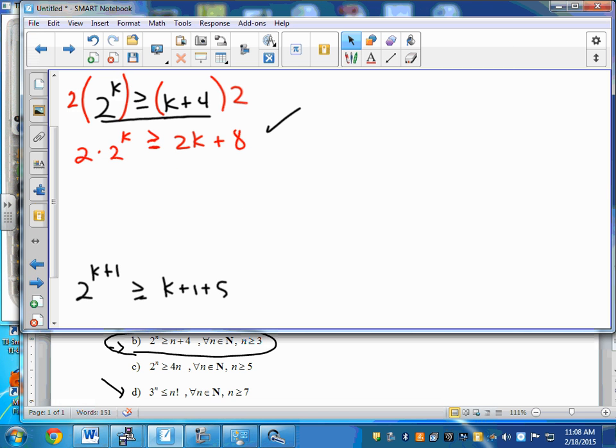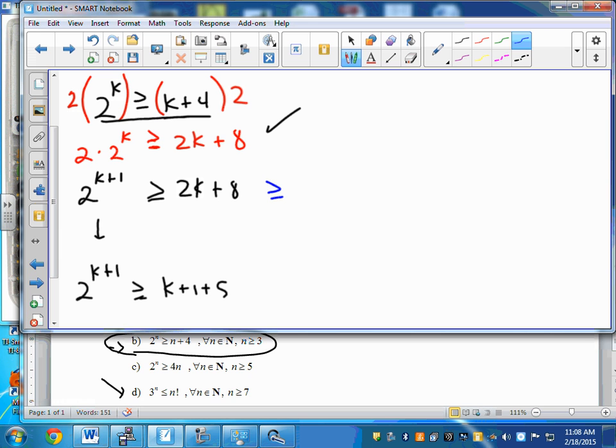I guess that's the next step. Well, we do have the left side matches up exactly, 2 to the k plus 1. So that is true. And we have it larger than or equal to 2k plus 8. What we really want is to have this larger than or equal to k plus 6. So I guess the question is, can you show that this is larger than that? And that's usually pretty easy to do. I'll go off to the side. Is 2k plus 8 larger than or equal to k plus 6?